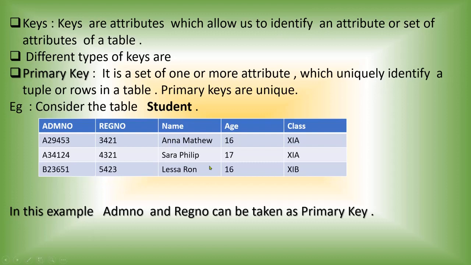Same name can be repeated. There is a possibility that more than one child will have the same name. Age also can be repeated. Class also can be repeated. So from this table, I can say admission number or register number will be taken as the primary key.